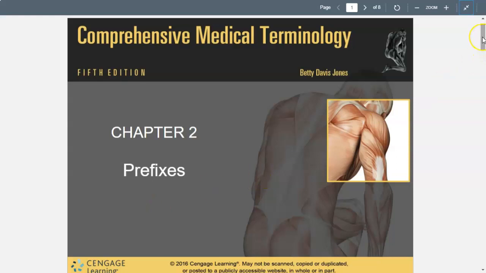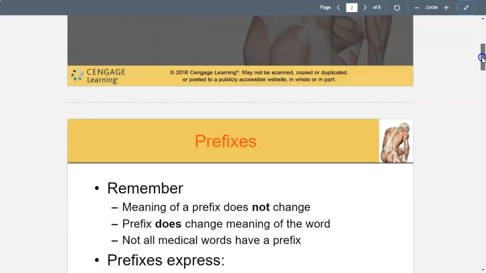Okay, so this is chapter 2 on prefixes. This is an extremely short PowerPoint, okay, because most of what you're going to get out of this chapter are the prefixes that are in chapter 2, okay?